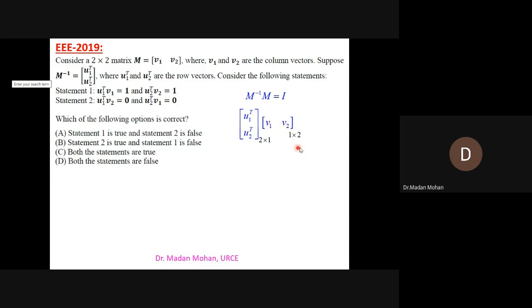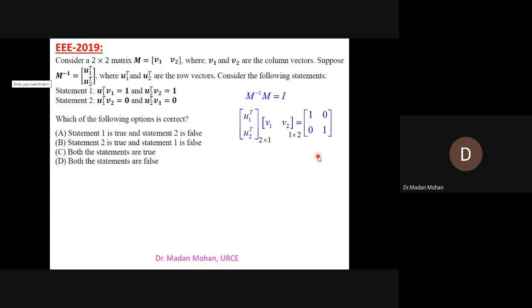Now tell me the result, please. The product is? What is the order of the product, please tell me? 2 by 2 matrix. Very good. 2 cross 2 unit matrix, please, because the product is I. This is M minus M. That is 1, 0, 0. Got this point?